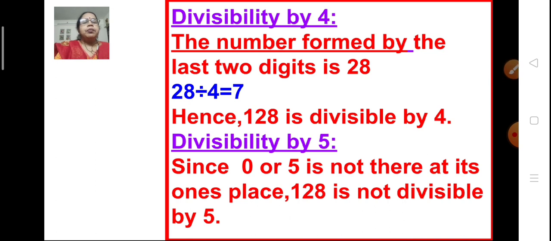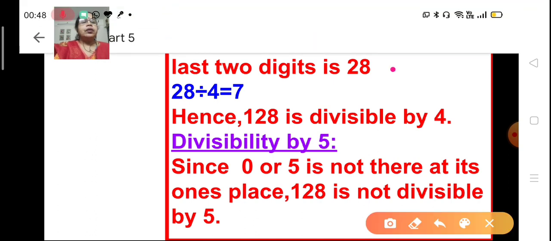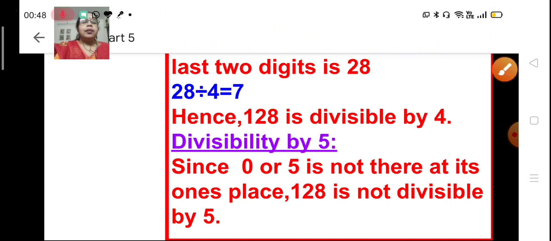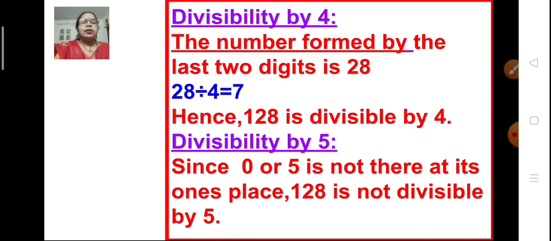Now let's check the divisibility by 4. So what is the rule? If the number formed by the last two digits of a number, that means the digits in ones place and tens place, is divisible by 4, then the number is also divisible by 4. Now in the number 128, we have 8 in ones place and 2 in tens place, and the number formed is 28. And we all know that 28 is divisible by 4, isn't it? 7 times 4 is 28. So the number 128 is also divisible by 4.